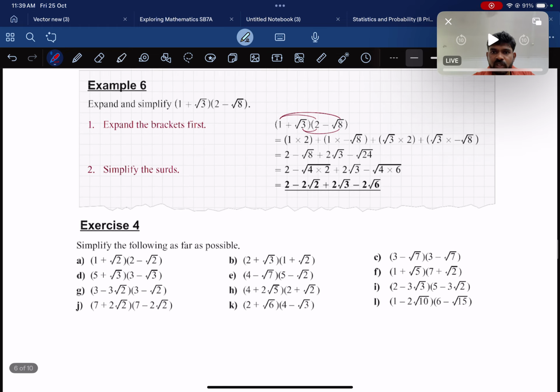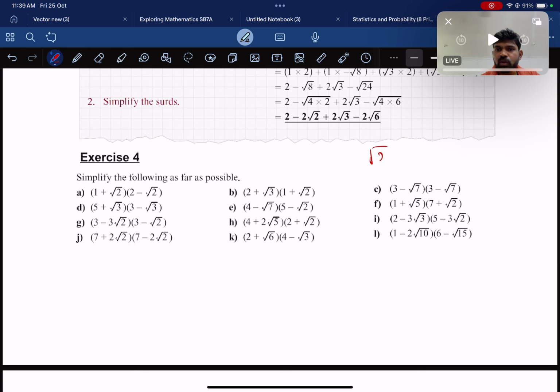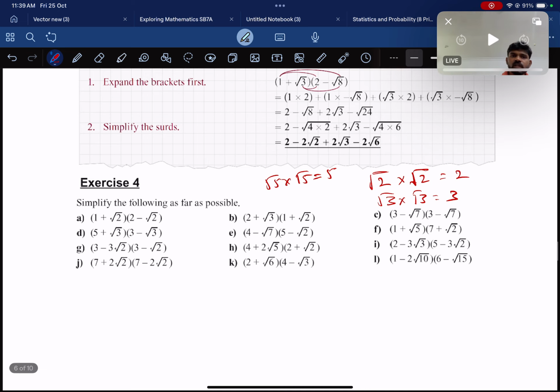You just need to remember one rule in surds. Whenever we are multiplying the same root, like root 2 times root 2, the same surds, you get the number itself. Root 2 times root 2 is 2, root 3 times root 3 gives you 3, root 5 times root 5 gives you 5. You just remember this rule, so you will be able to easily do this. Let me give you some questions so that it will be easier to understand. I'm taking the first question for you.